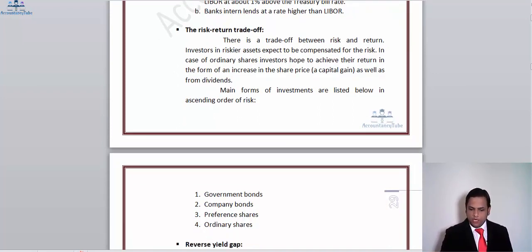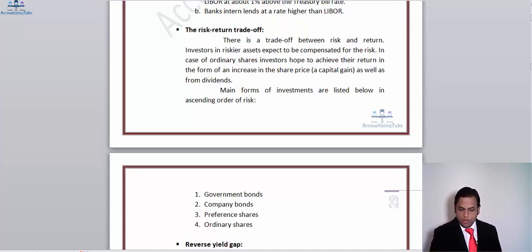Then we've got the risk and return trade-off. There is a trade-off between risk and return. Investors in a riskier asset expect to be compensated for the risk. In the case of ordinary shares, investors hope to achieve their return in the form of an increase in the share price as well as from dividends. The main forms of investments are listed below in ascending order of risk.